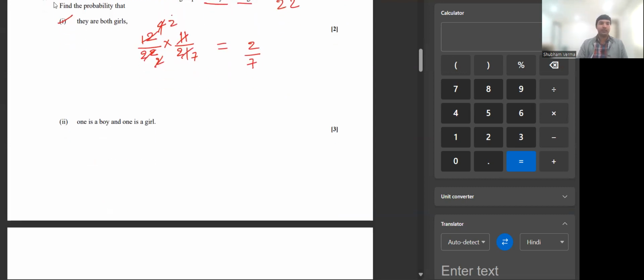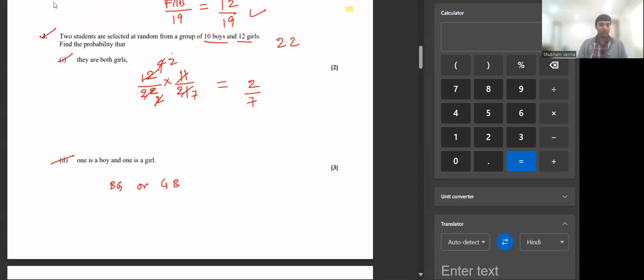All right. Next. One is a boy and one is a girl. So here, the possibility could be the first one is a boy and the second one is a girl, or the first one is a girl and the second one is a boy. So what is the probability of choosing a boy? 10 divided by 22 multiplied by... continuous process, mutually exclusive. So or means addition, right?